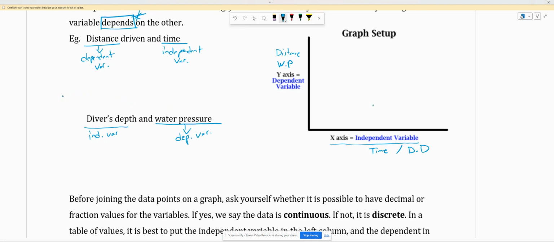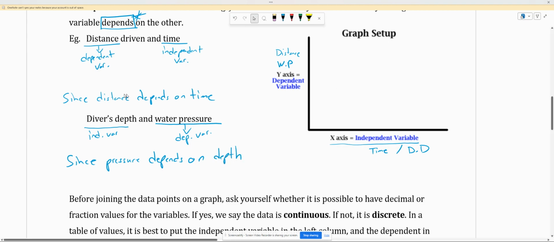So we'll write two quick sentences. We'll say since distance depends on time, and this one would be since pressure depends on depth.